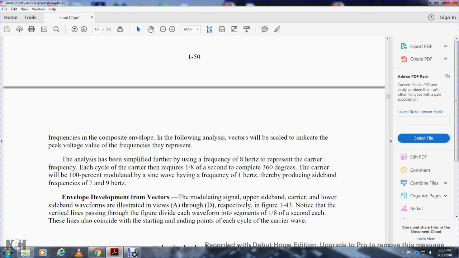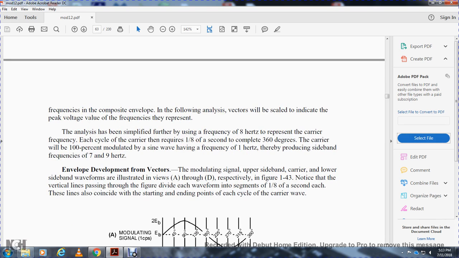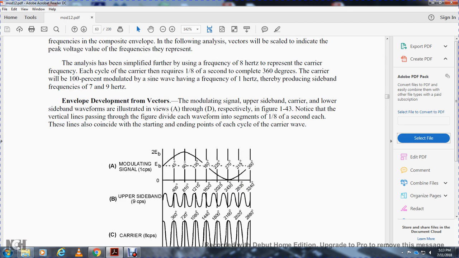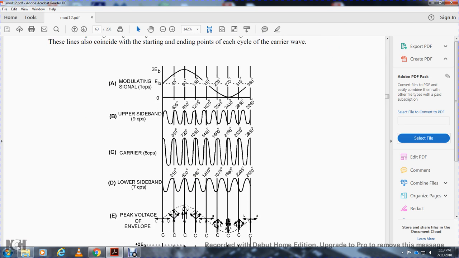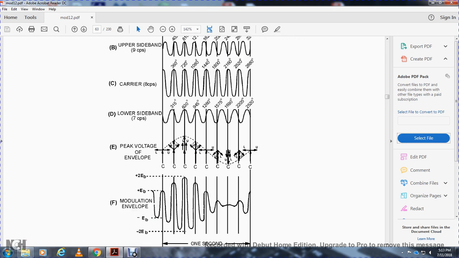thereby producing sideband frequencies of 7 and 9 Hz. Envelope development from the factors: modulation signal, upper sideband, carrier, and lower sideband waveforms is illustrated in views A through D, respectively, in Figure 143. Note that the vertical lines passing through the figure divide each of the waveforms into segments of 1/8 of a second. Each of these lines coincides with the starting or endpoint of each cycle of the carrier wave. Modulating signal 1 CPS, upper sideband CPS, carrier CPS, lower sideband CPS, peak voltage envelope.